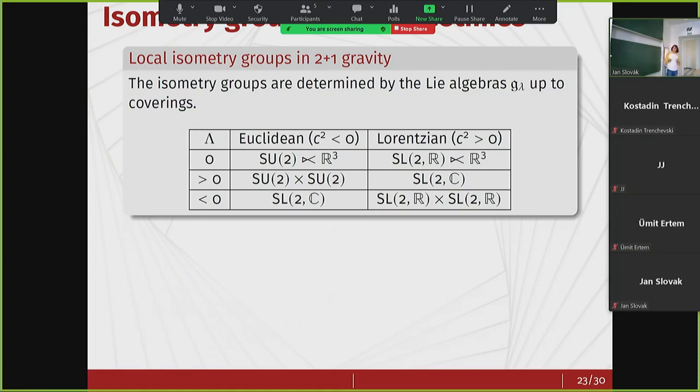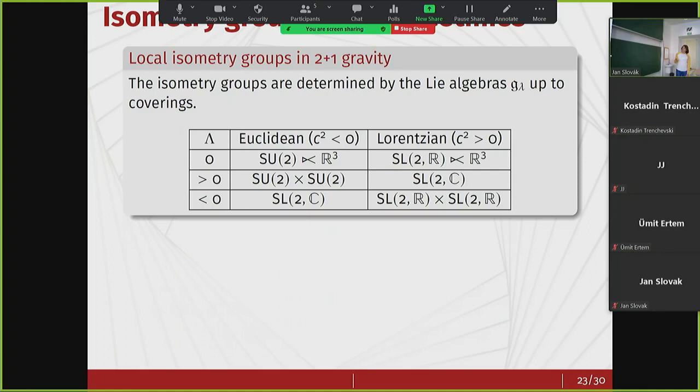The building blocks are going to be the 3-dimensional manifolds of locally constant curvature, and depending on the signature and on the cosmological constant, you are going to have different building blocks. So the whole game for building spacetimes in 3 dimensions is just to glue together things like this.